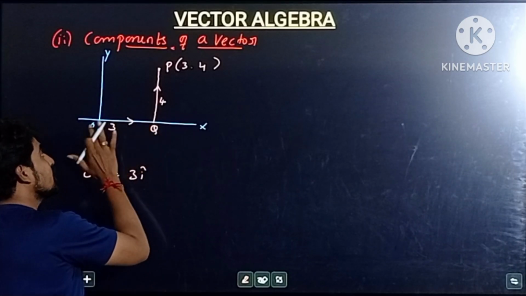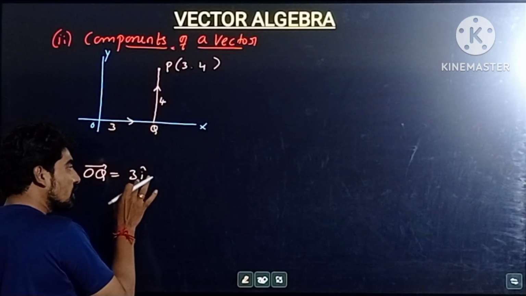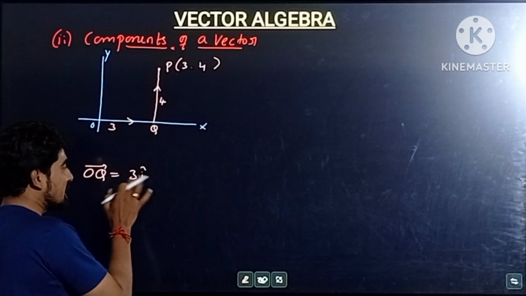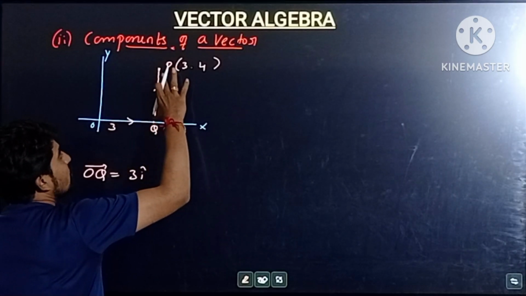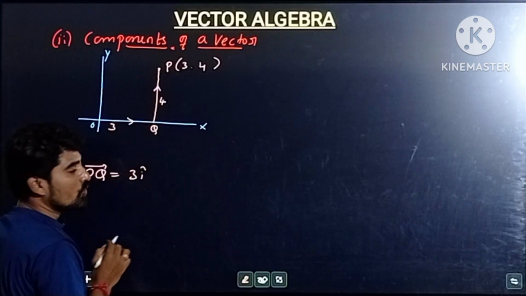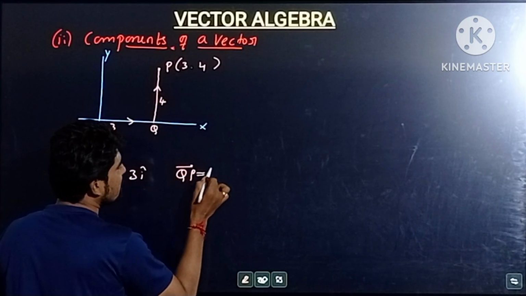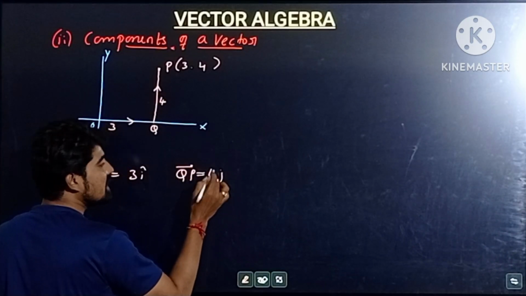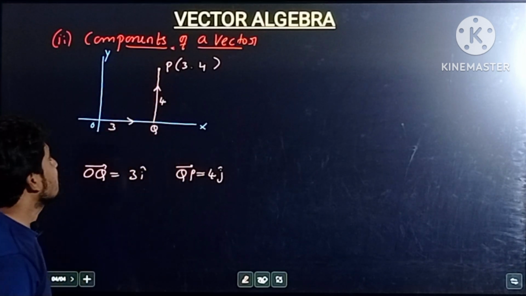So the distance between the points O and Q is 3 units. But the OQ vector is obtained by multiplying this i cap with the magnitude. And then the magnitude of this PQ vector is 4 units. But the vector QP is equal to 4j, because j is nothing but the unit vector along the y-axis. I hope all of you are understanding.